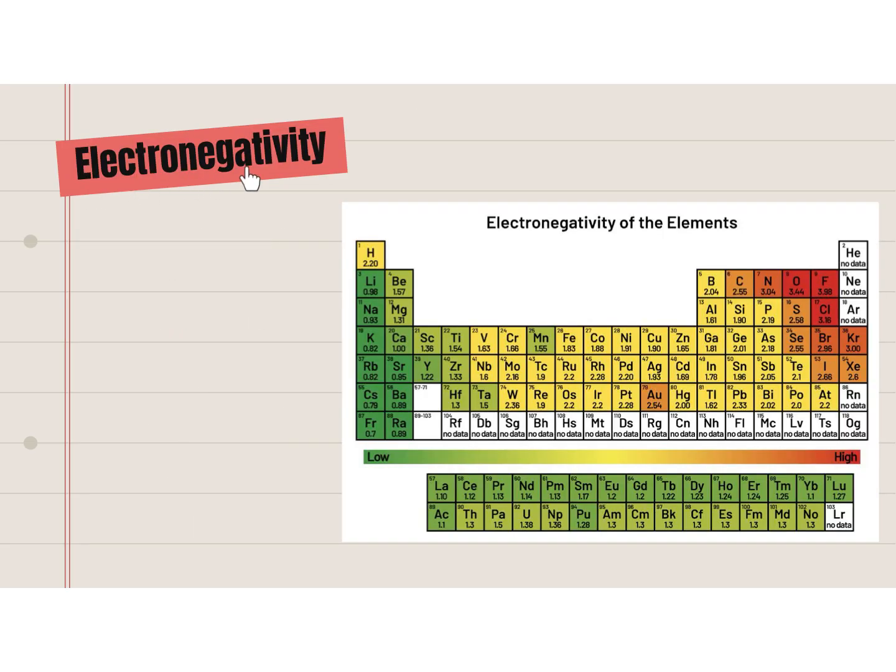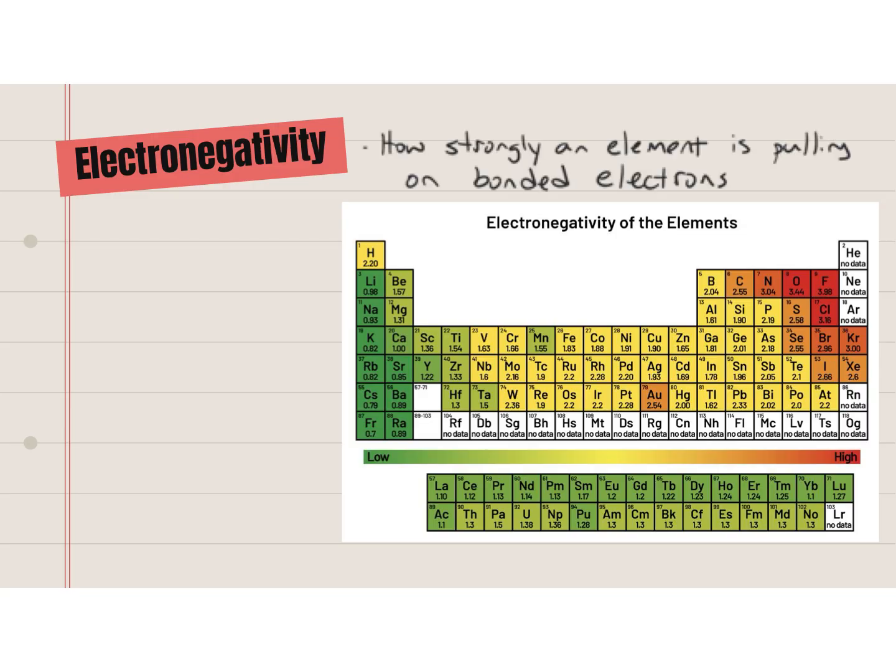Electronegativity is a big long word that means basically the strength at which an element is pulling on bonded electrons. An electronegativity value tells you how strongly the electrons are being shared between two elements. If you look at this periodic table down here on the screen, you'll see that instead of atomic masses, there are values that represent the strength or the electronegativity.